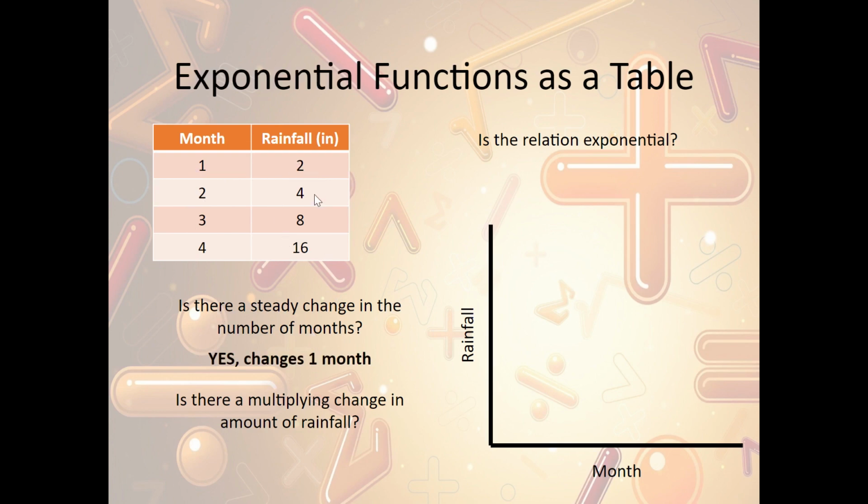Now here we have 2, 4, 8, 16. There is a steady change, and it is multiplication. We're multiplying by 2 each time. 2 times 2 is 4. 4 times 2 is 8. 8 times 2 is 16.